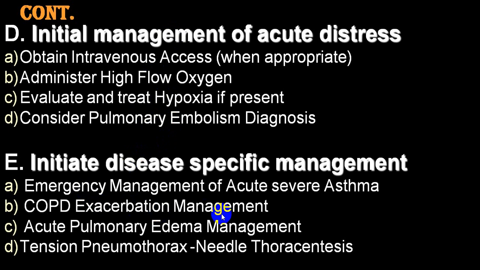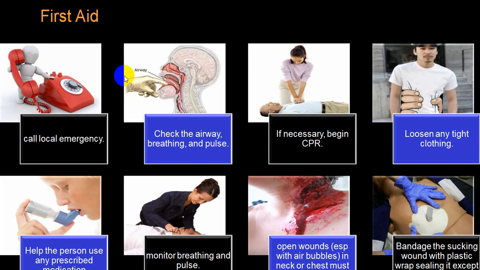You will have to give bronchodilators in case of asthma, COPD, and in case of acute pulmonary edema, diuretics. In case of tension pneumothorax, needle thoracocentesis. So this will be the thing. You call an emergency, check for airway, pulse, breathing. If the person has developed cardiac arrest, CPR, loosen the clothes, help the person to use the prescribed medicines, monitor the breathing and pulse.